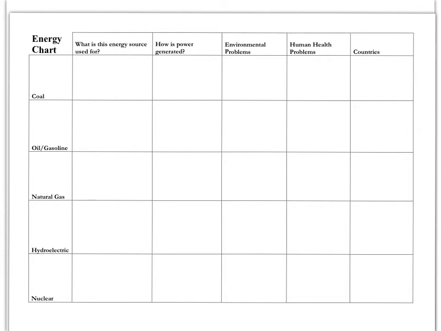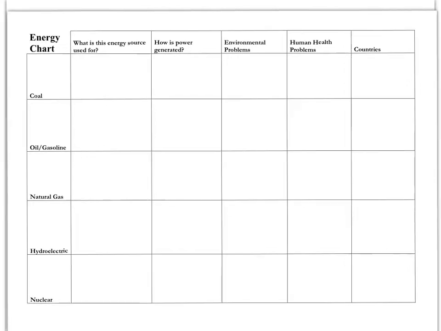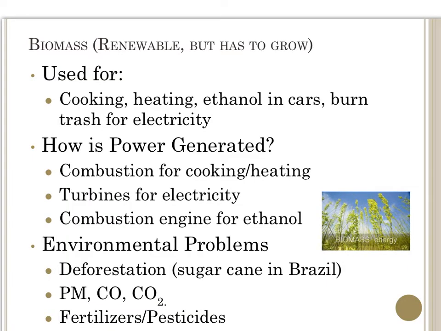Types of energy chart number 2. Going on with your chart, you should be looking at the second page now, starting with biomass. So the first energy source here is biomass.